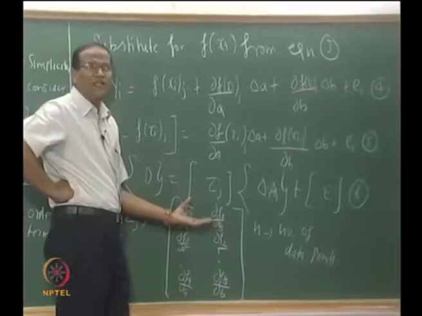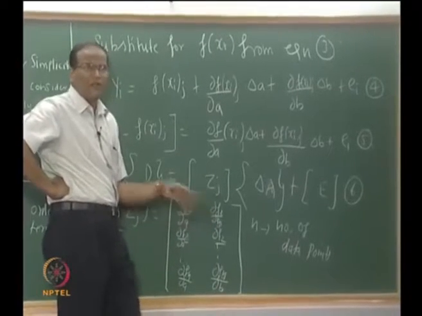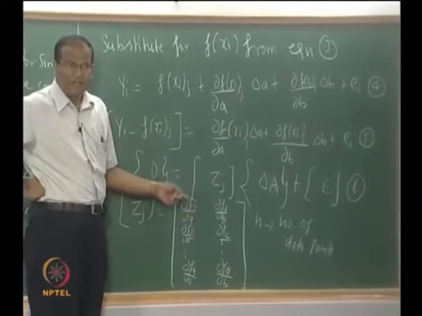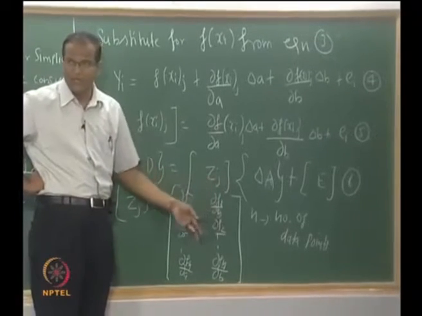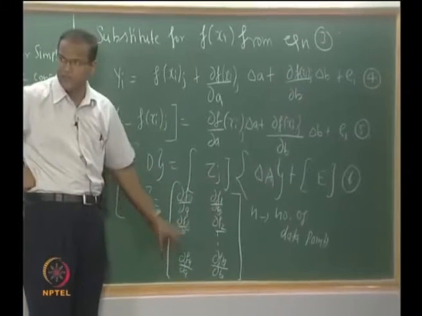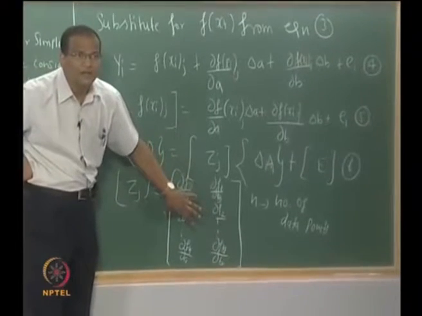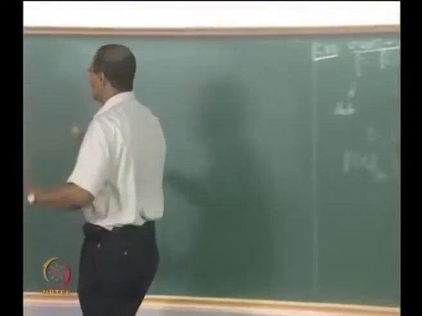So in the parlance of optimization or in the parlance of matrix algebra, if you get a matrix where there is a function f and you are taking the partial derivative with respect to the parameters a and b, and then you are denoting it for each of these points, and finally you get a matrix like this, such a matrix is called the Jacobian matrix. So Zj is called the sensitivity of the Jacobian matrix.